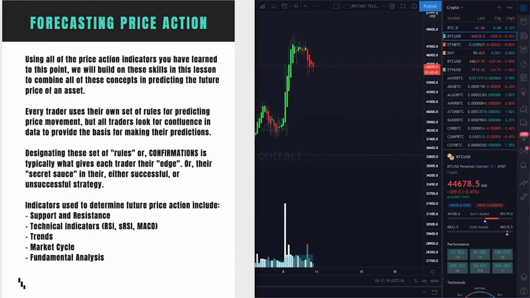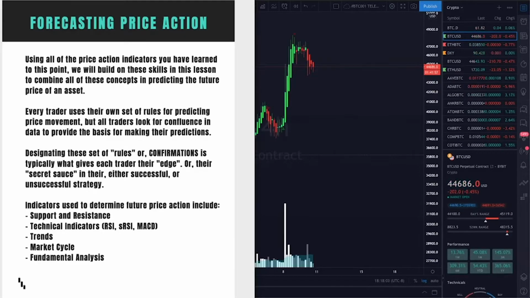Now, every trader uses their own set of rules for predicting price movements, okay? But all traders look for confluence in data to provide the basis for making their decisions. Designating these sets of rules or confirmations is typically what gives each trader their edge, as we went over, or their secret sauce, or their either successful or unsuccessful strategy. Indicators used to determine price action include, again, everything we've gone over so far in this entire course: support and resistance, technical indicators like the relative strength index, stochastic relative strength index, and the moving average convergence divergence indicator, trends, market cycles, fundamental analysis, you name it.